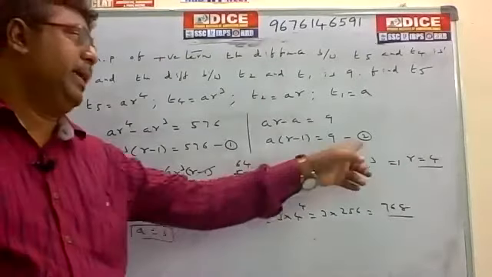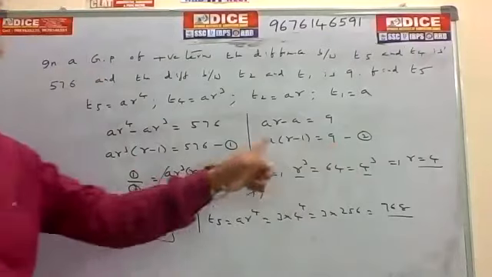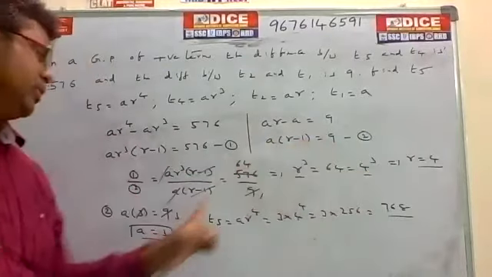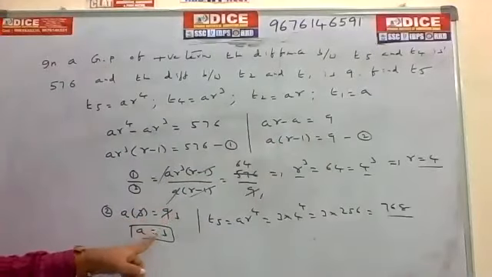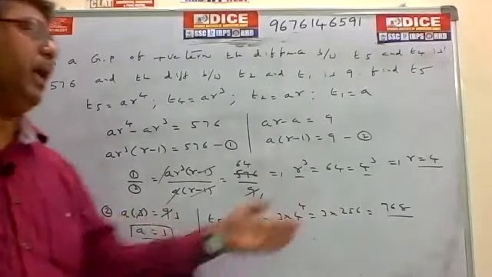Now come to the second equation. Second equation A into R means 4. 4 minus 1, 3 into that is equal to 9. From here we get the A value. The value of A is 3. So finally I'm knowing R and A.